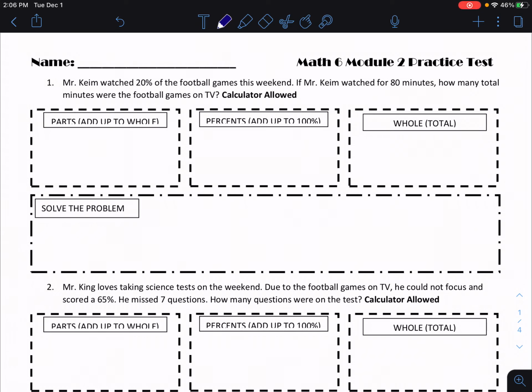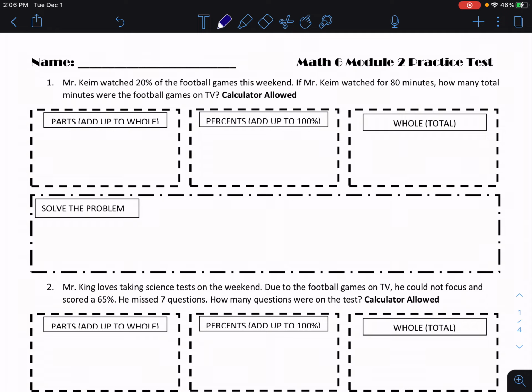Hey everyone, this is the word problems portion of your Module 2 practice test. Many of you started on this word problem portion yesterday, so I'm going to go through how to fill in each of the three boxes: the parts, the percents, and the whole. I'm going to go through putting the numbers in and your question mark.